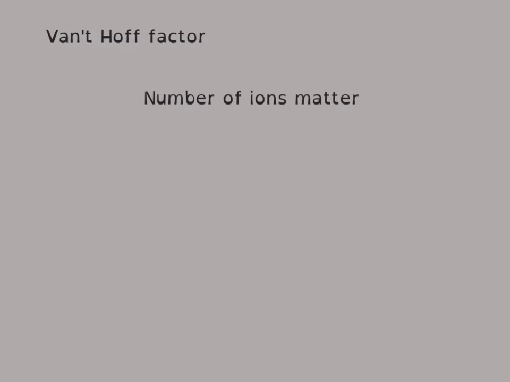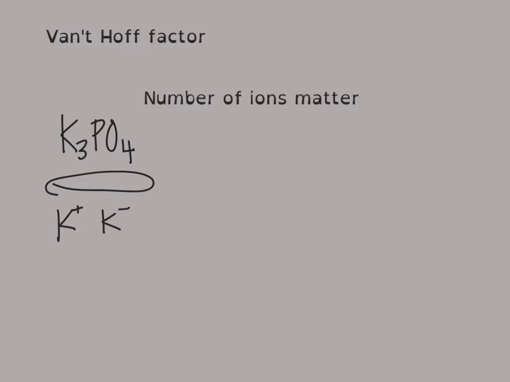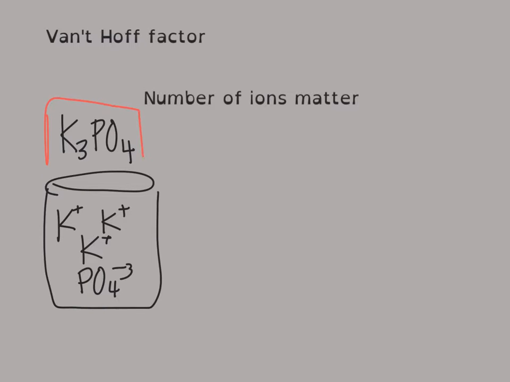So if you are dealing with substances that are ionic, for instance K3PO4, when you dissolve K3PO4 into water, you get K ions and a phosphate ion in your beaker. So as you can see, dissolving one K3PO4 will yield you 4 different things in your solution. So it matters that K3PO4 is ionic, and when dissolved, it yields 4 different ions.